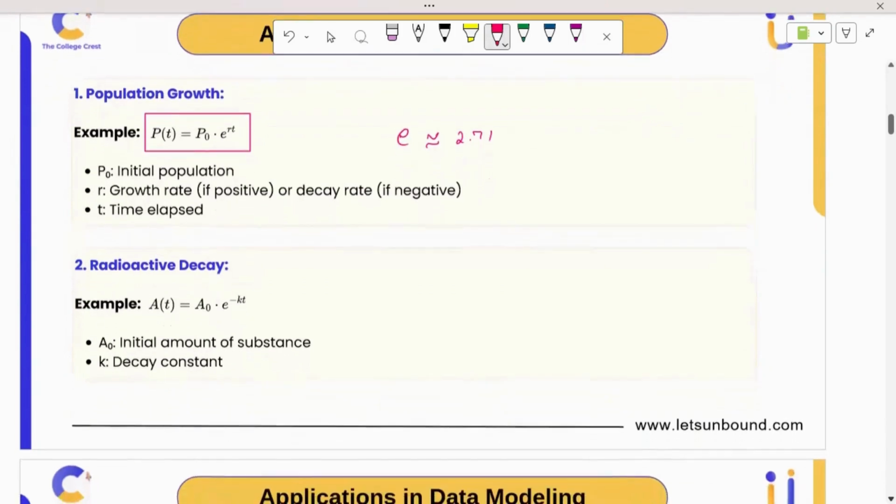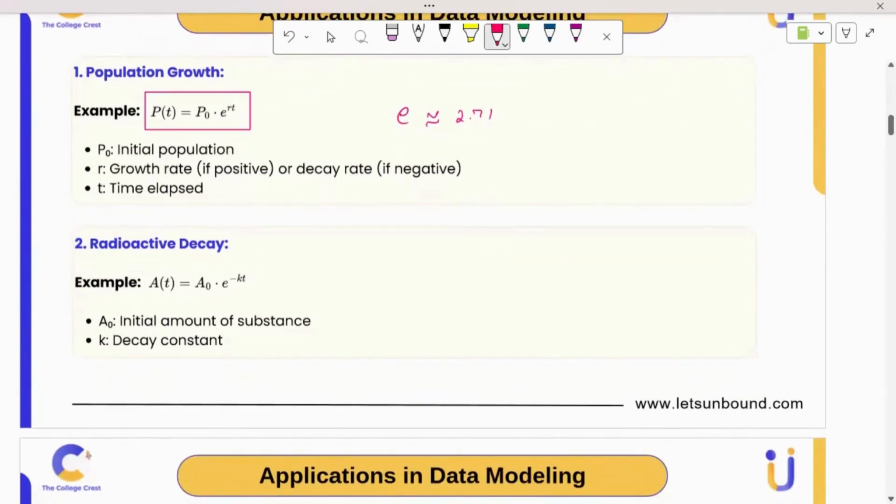A of t, so it depends on the time t, right? A naught is the initial amount of whatever substance, and with radioactive decay, of course it will reduce, right? So that is k times t.